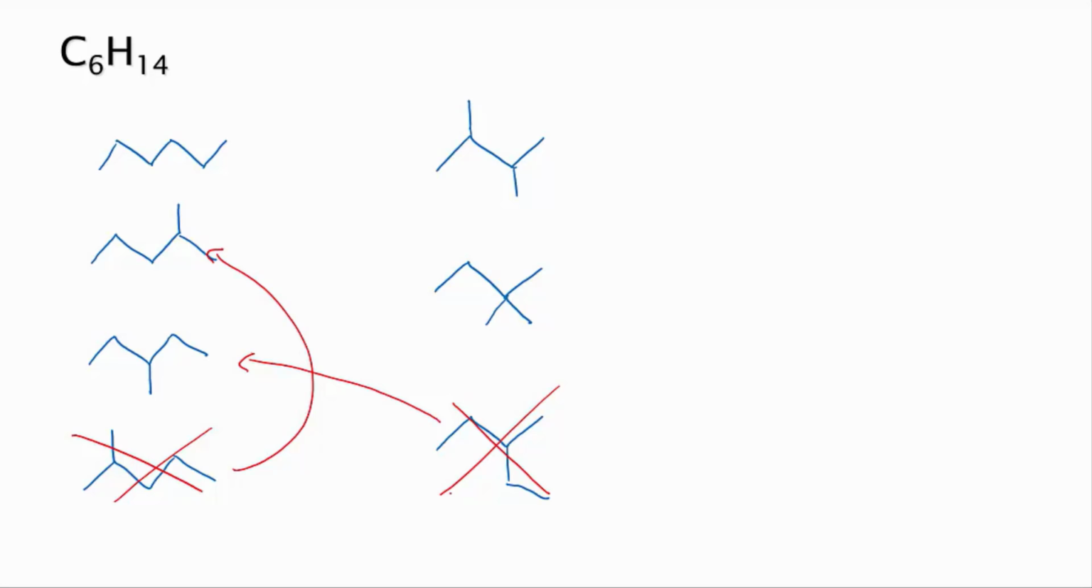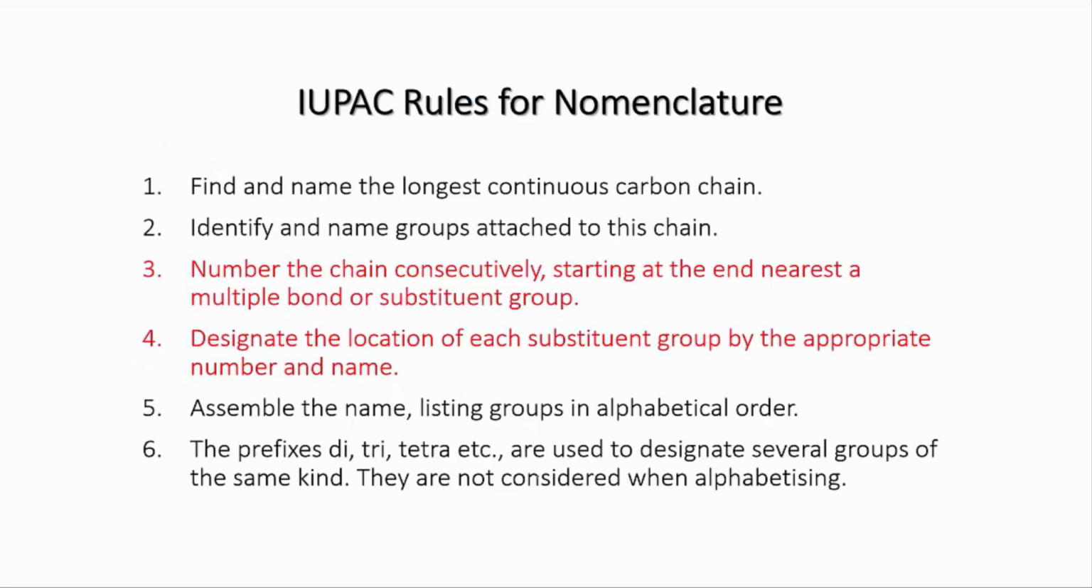Well, let's go back to the naming rules and see what the chemists came up with. You can see that number 3 on our list of rules is to number the chain consecutively, starting at the end nearest a multiple bond or substituent group. So we're going to number the carbons in the main chain. And then, rule number 4, you designate the location of each substituent according to the number of the carbon that it's attached to. So let's try this out.